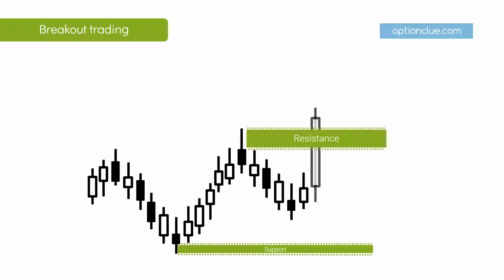The price must be closed above the upper border of the resistance level to cause a buy signal appearance. If the price breaks through the support level, this means that it's possible now to open a bearish position. Now we will take a few examples that show the advantages and disadvantages of the breakout trading.